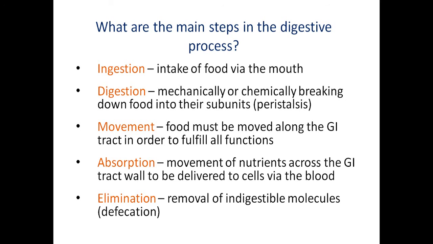Okay, now I have peristalsis here. So peristalsis is a type of movement, and it works to help digest food and to move it along. Okay, so movement. So the food has to move along the GI tract. If it stops anywhere, it's going to cause problems. Peristalsis is a kind of movement. Okay, absorption is how food gets moved from the GI tract into the blood and then to the cells. And then elimination, also defecation, is how we get rid of things that we can't digest.